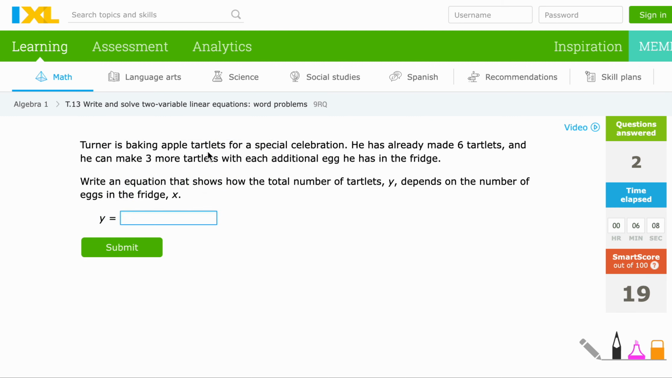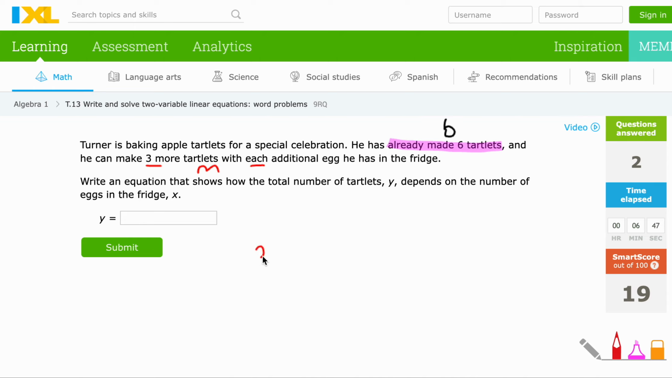Turner is baking apple tartlets for a special celebration. He has already made 6 tartlets. So already, right, that means initially he starts off with 6. So we can tell by that that's going to be our initial value, our B. And he can make 3 more tartlets with each additional egg he has in the fridge, okay? So he can make 3 more for each additional egg he has in the fridge. So that's our rate, right? 3 more per egg, okay? We can say it like that. So that's going to be our M. That's going to be our rate of change.